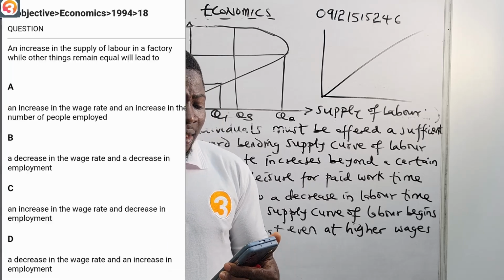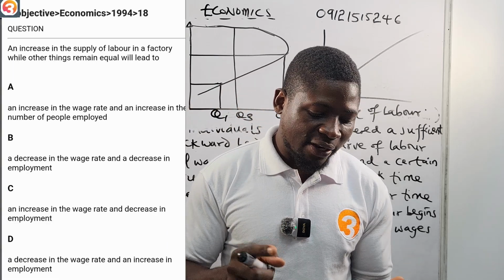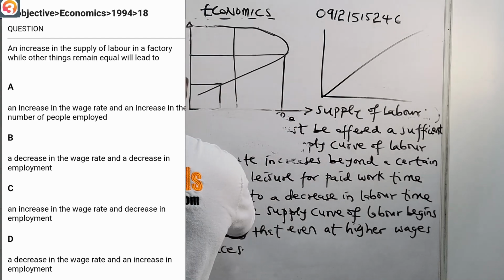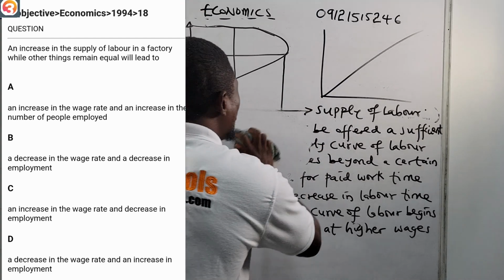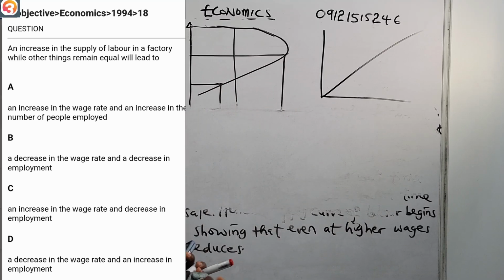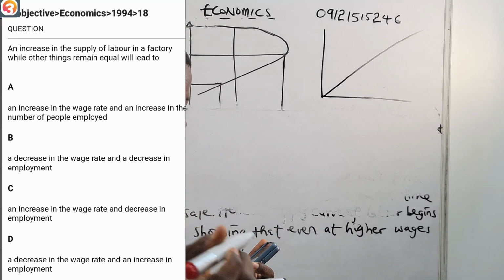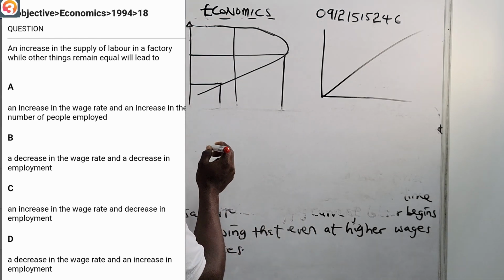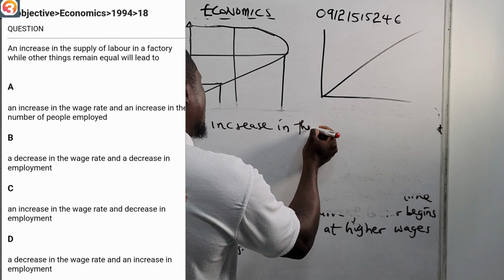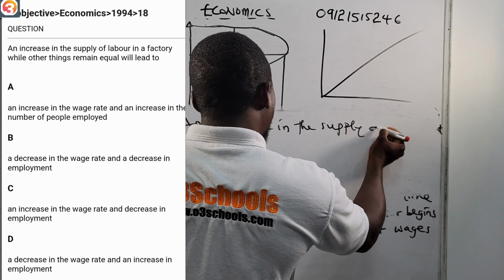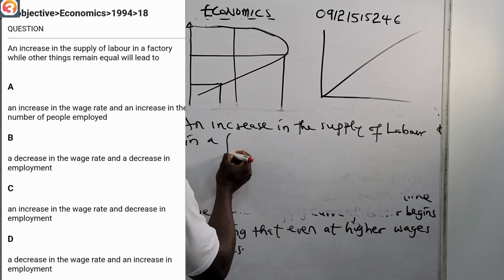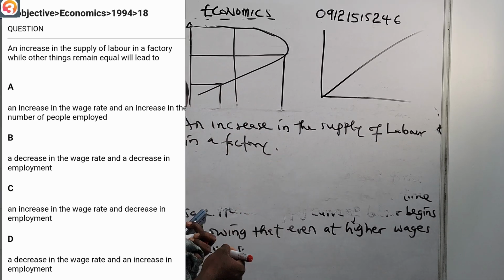They say an increase in the supply of labor in a factory. You have to open your ears and your nose very well so that you understand questions. You do not just jump into answers because you know concepts. So they say an increase in the supply of labor in a factory. That is what we're told.